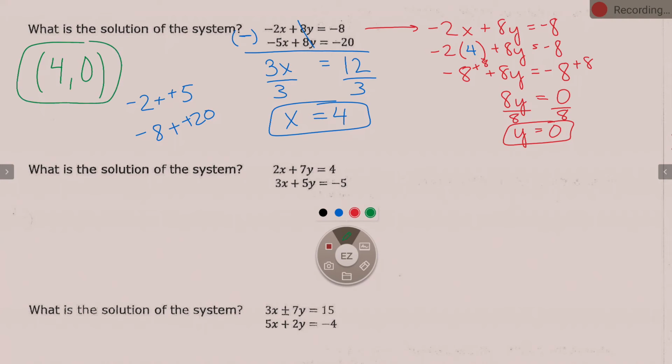4, 0? See, I'll blame it on you guys. Last time you guys didn't tell me what that answer was. That's why I wrote down the wrong thing. You didn't ask. I always ask. Okay. Are we good there?